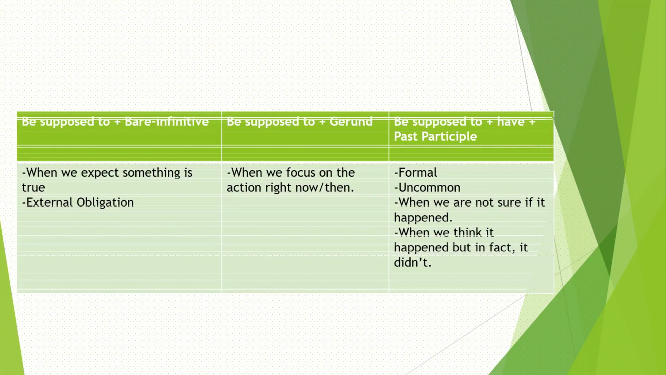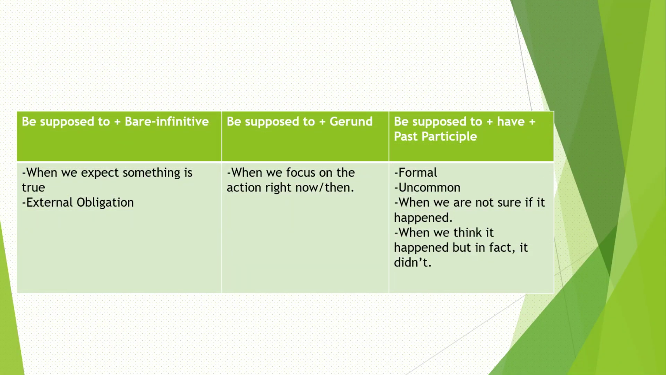And let's compare the three types of be supposed to we have. We use be supposed to plus bare infinitive when we expect something is true, or for external obligations, or we can say expectations. We use be supposed to plus gerund when we focus on the action right now, right then. What does it mean, right then? For example, we say she was supposed to be studying yesterday. Right then means at that time. So be supposed to plus have plus past participle is formal and uncommon, used when we are not sure if it happened, and when we think it happened, but in fact, it didn't.